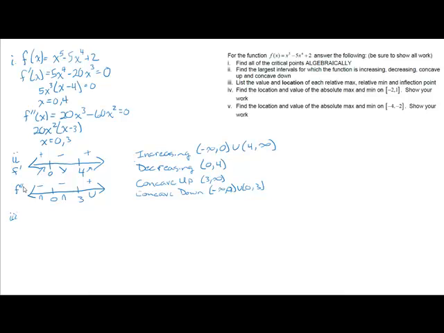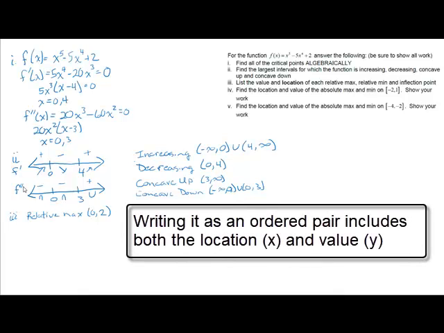Part 3, we want to find the location and value of the relative max, min, and inflection point. Well, we see that the function goes from increasing to decreasing at 0, so we're going to have a relative max at 0 comma, well, this function's easy. If we put in 0, everything zeroes out for the 2 except for the 2. So there's our relative max.